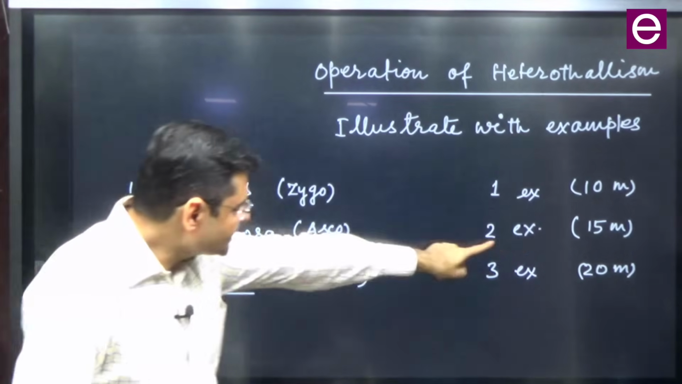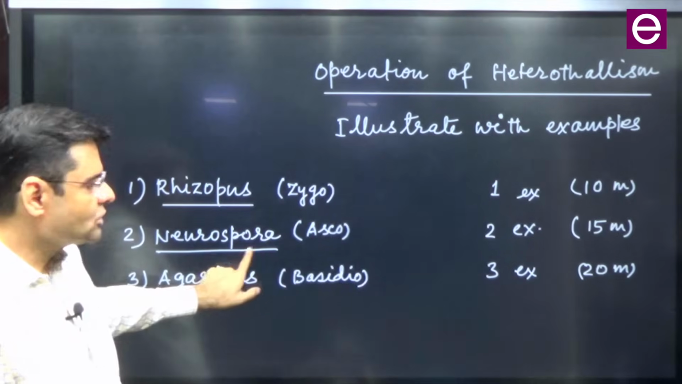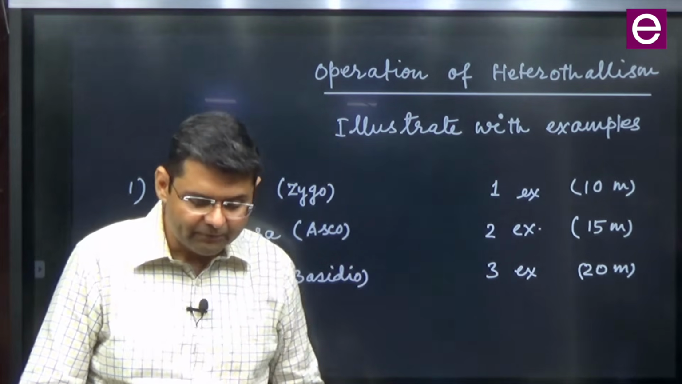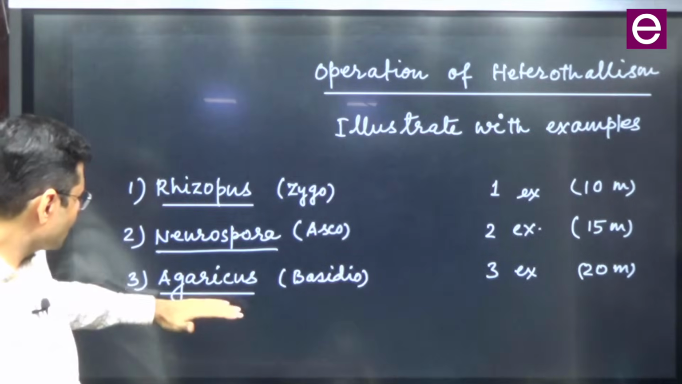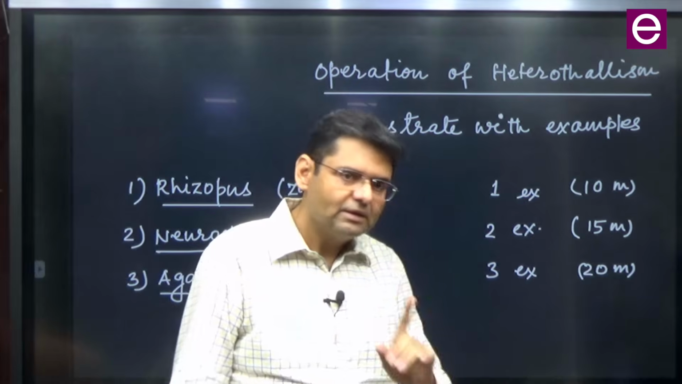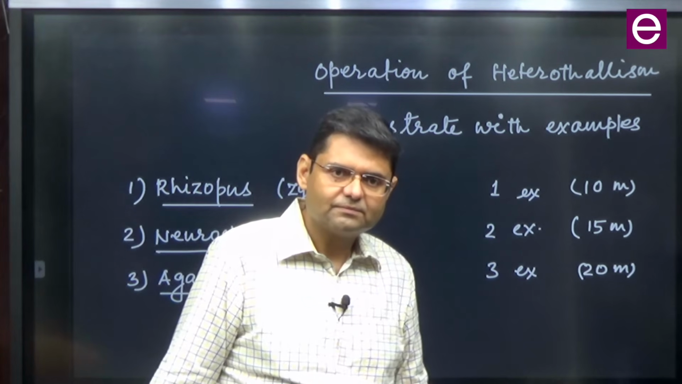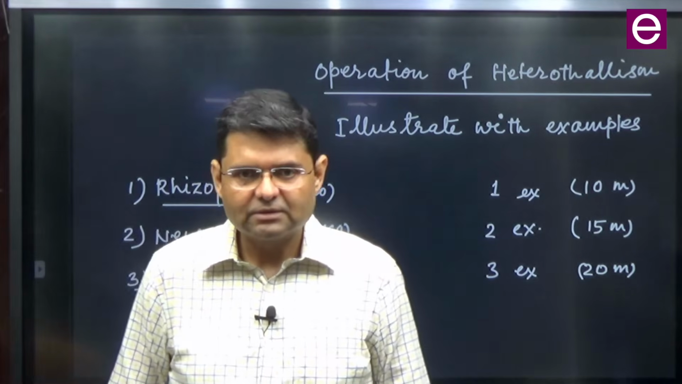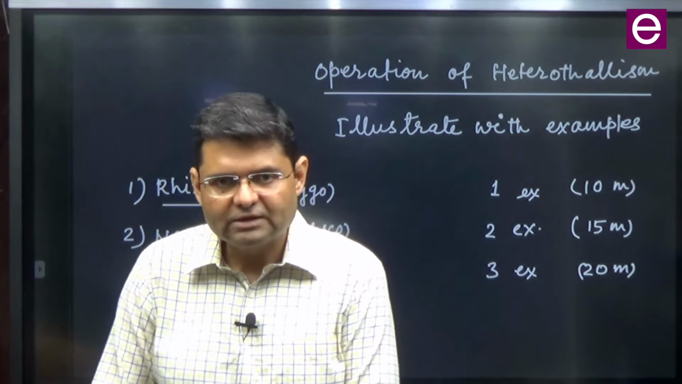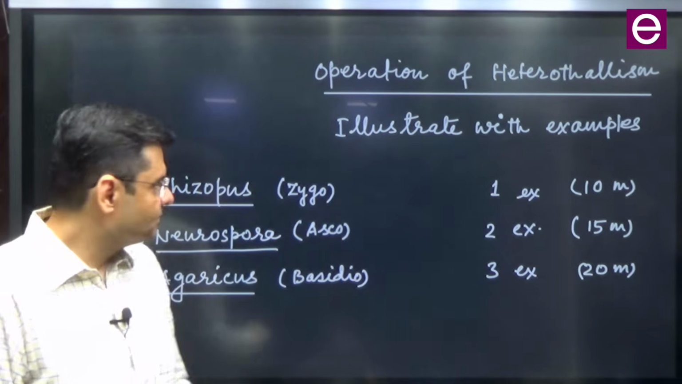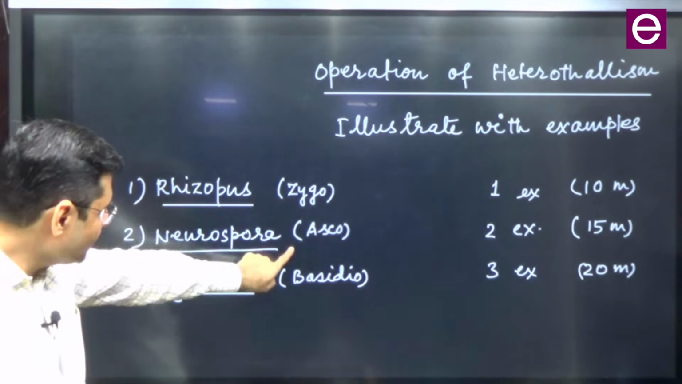अगर 15 मार्क्स के लिए लिख रहे हो ना, तो एक न्यूरोस्पोरा का एग्जांपल दो. और अगर 20 के लिए लिख रहे हो, so then you have to give 3 examples. Do you know why you have to give 3 examples? And why these 3 examples only? Because we are taking one example from each phylum.